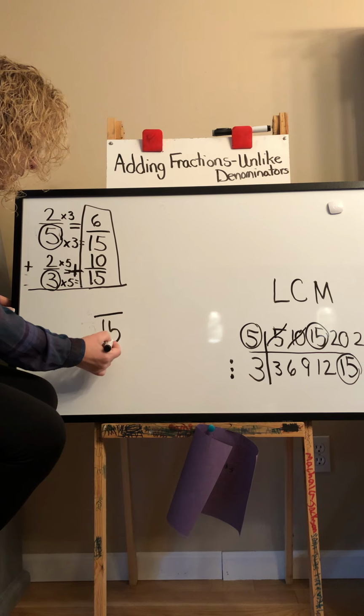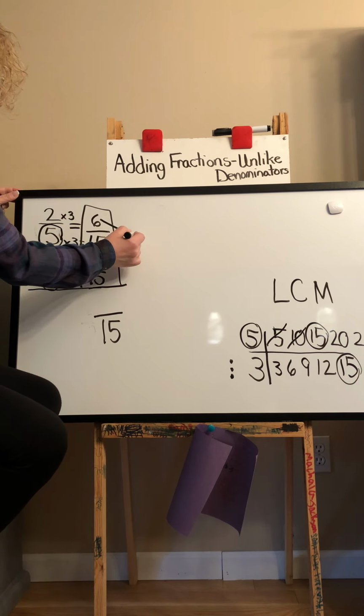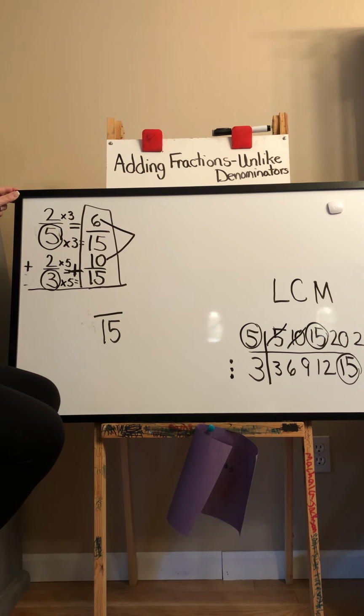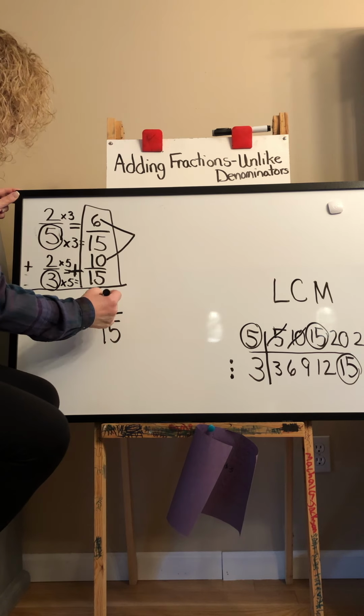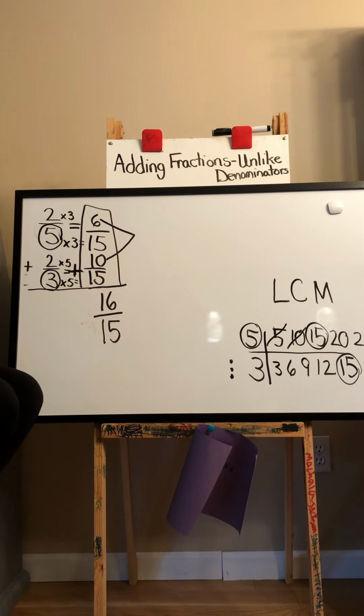There's my 15. You keep the same common denominator when adding fractions. The rule is you only add the numerators. So 6 plus 10 is 16. 16/15 is the answer to this problem. It is an improper top-heavy fraction.